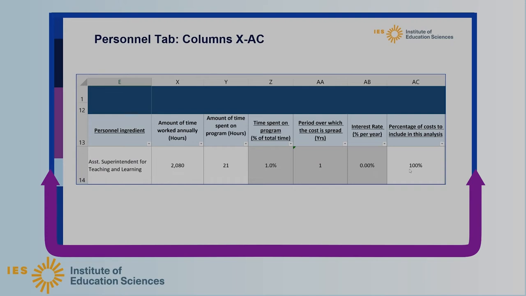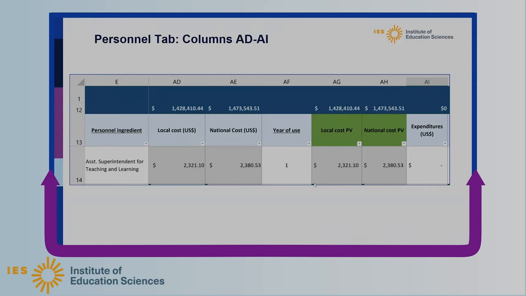For example, if only half the students who do reading recovery at the district actually participated in your study, you would only want to account for 50% of the assistant superintendent's time in your analysis. Columns AD and AE in gray show the local and national cost of this ingredient before any discounting or compounding. In column AF, you indicate the year in which the ingredient was used, and then the dark green columns AG and AH take that into account to discount or compound local and national costs respectively to show the final cost estimates for this particular ingredient. In this case, because we're only looking at 1 year, these columns will be the same as AD and AE, about $2,300 for 1% of the assistant superintendent's time in year one.